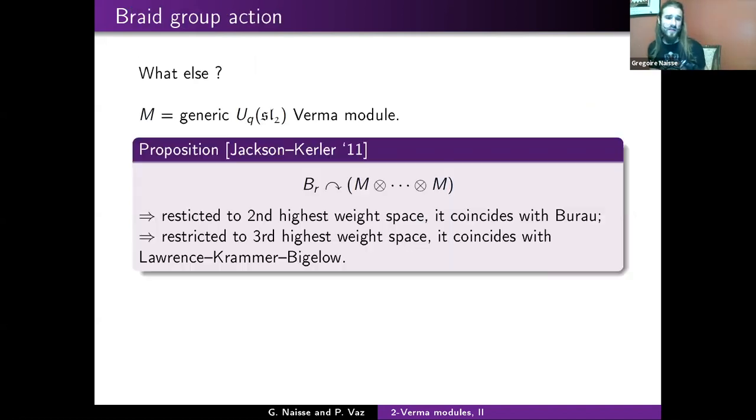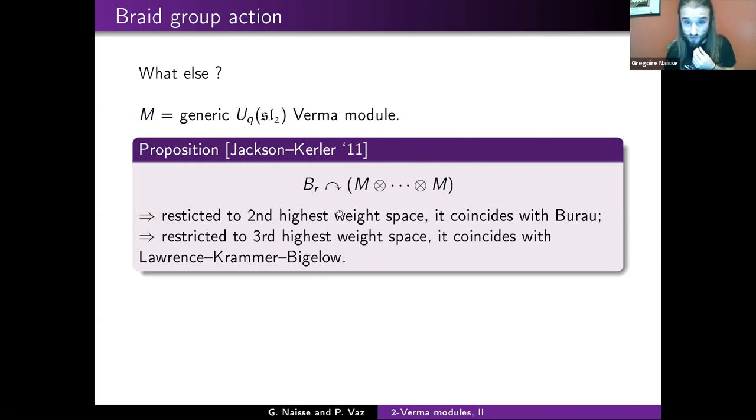What else? Well, there's another nice result that I know about the Verma modules. And the idea this time is to take a tensor product of multiple generic Verma modules and look at the action of the braid group on this. And because this action is given by intertwiners, what you can do is restrict to weight spaces of your tensor product. So of course, the first weight space is one dimensional, so it's not very interesting. But if you go to the second weight space, you get something that is n-dimensional, for n the number of copies of your Verma. And if you restrict a bit more and you look at the highest weight spaces, so you look at the second weight space and you look at all the elements that are killed by E.